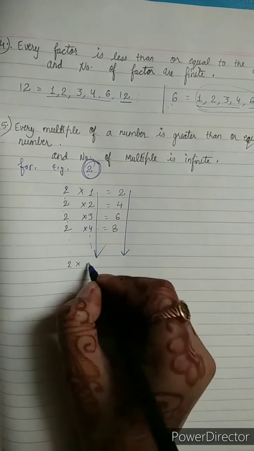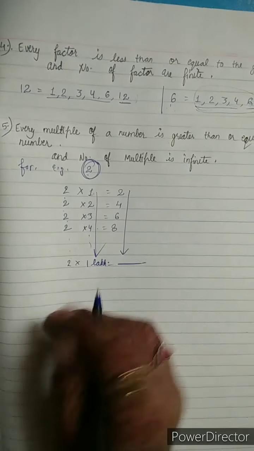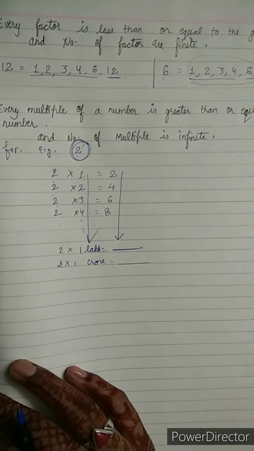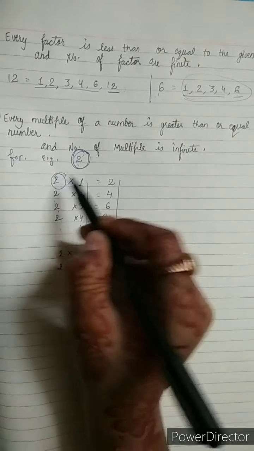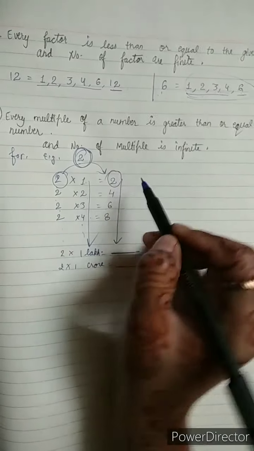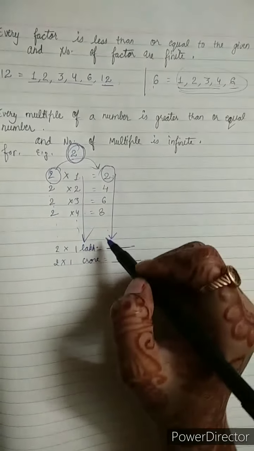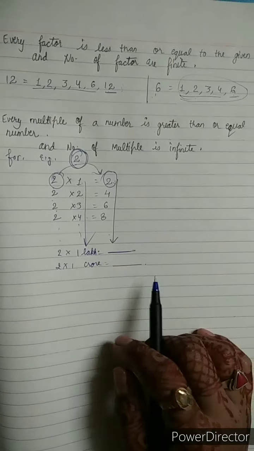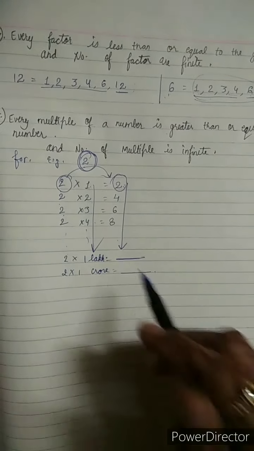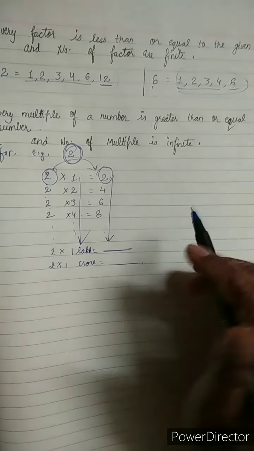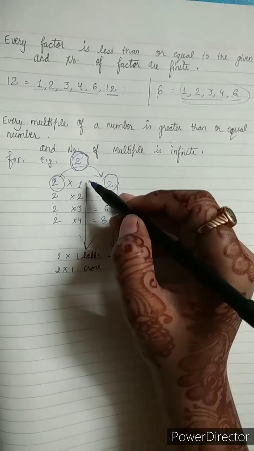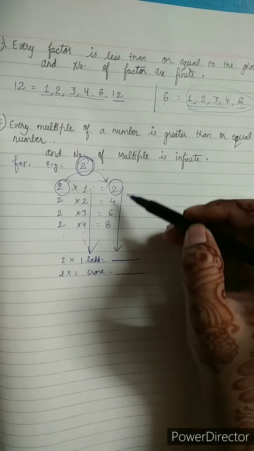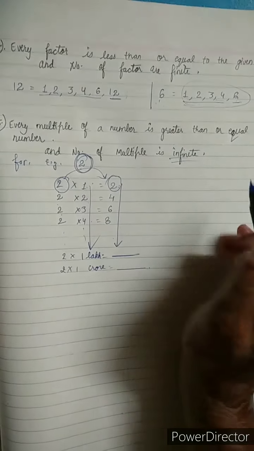If I multiply 2 by 1 lakh, will I get an answer? Yes. If I multiply 2 by 1 crore, I will get an answer too. That's why the multiple of any number is equal to or always greater than it. And the number of multiples is infinite. It means we can't stop it anywhere. We will keep multiplying continuously. We know the counting, but we can't stop it because we don't know where the counting goes. If we multiply by the same number 2, who knows where the answer will go. That's why they are infinite.